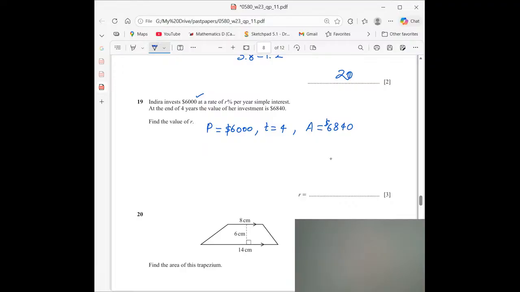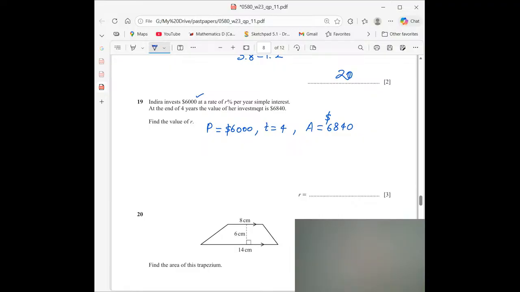It is IGCSE 0580 Mathematics past paper solution. So see that the amount is given, the capital is given, the basic investment, and time is given, and we are asked to find the interest rate.